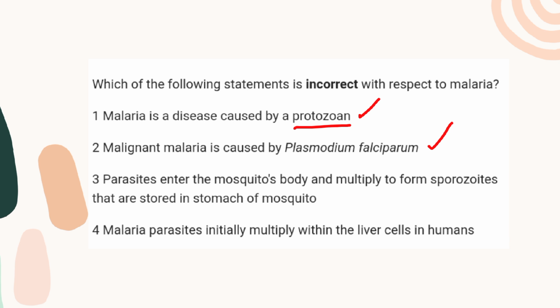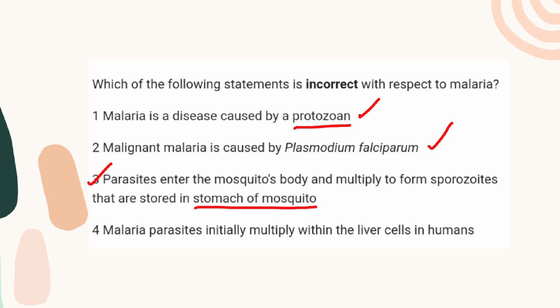Parasites enter the mosquito's body and multiply. These are not stored as sporozoites in the stomach. In the stomach, that is the gut of the mosquito, these are present as gametocytes. But when these gametocytes reach the sporozoite stage, they are present in the salivary glands. So the third one is the incorrect statement.